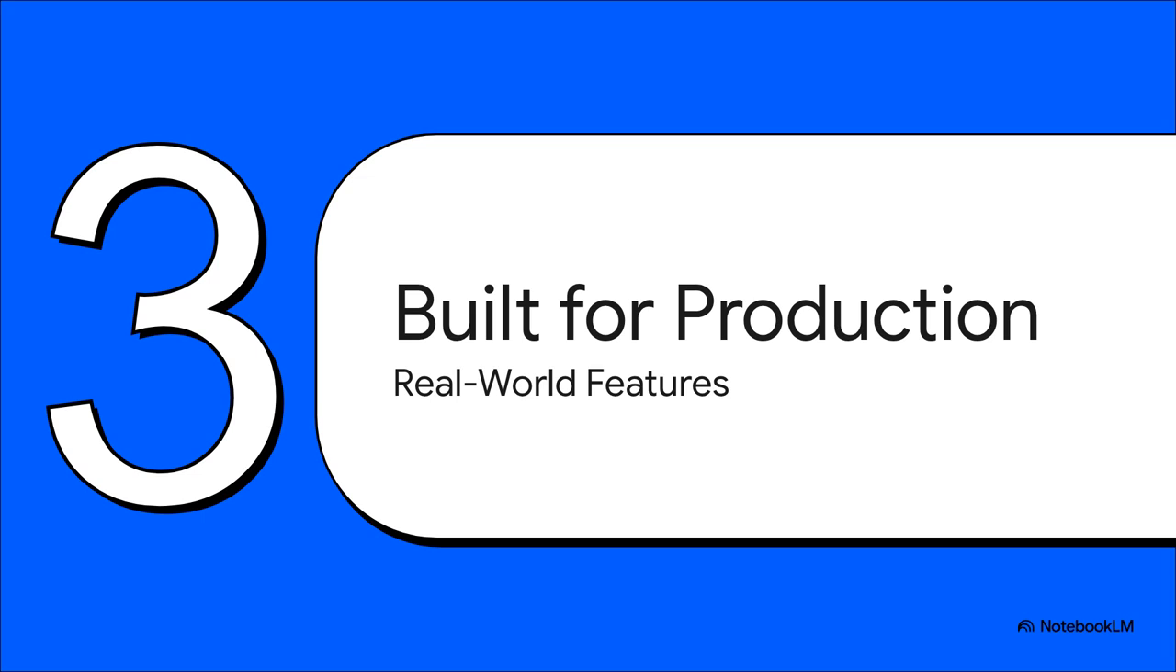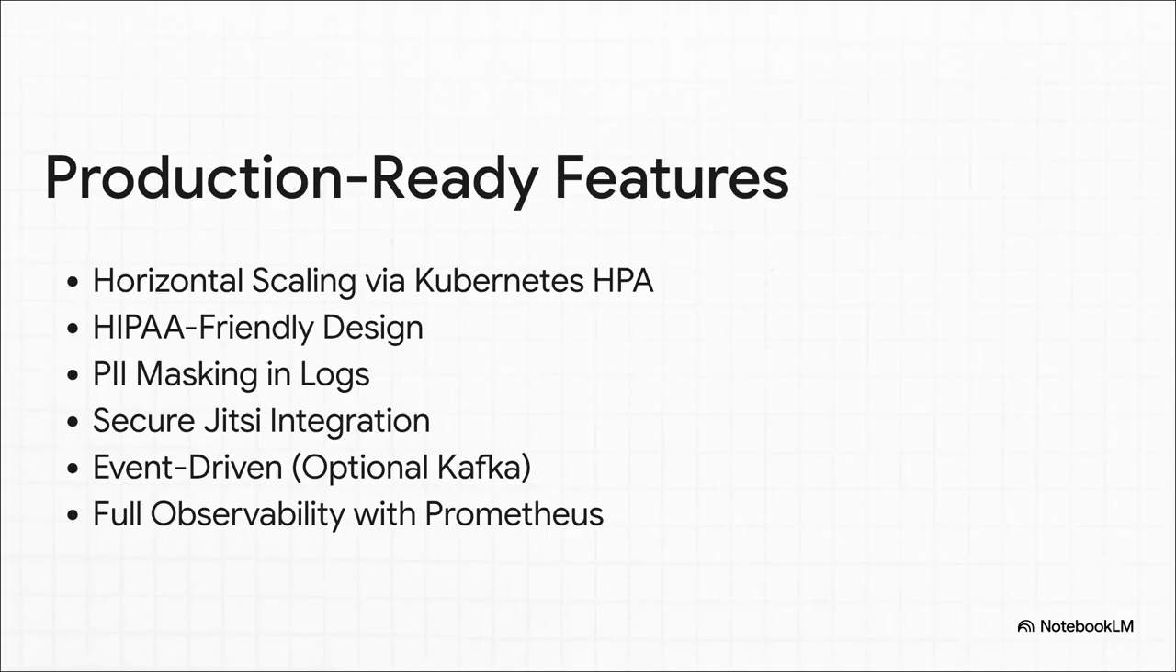So let's look at some of those real-world features. This is really where PulseCare proves its worth. It can scale automatically, so when traffic spikes, Kubernetes just adds more resources. It's designed to be HIPAA-friendly, which is critical. It actually masks personal information in all the system logs to protect patient privacy. And with full observability through tools like Prometheus, you can see exactly what's happening inside the system at any time. These things aren't tacked on at the end. They're baked into the core of the architecture.